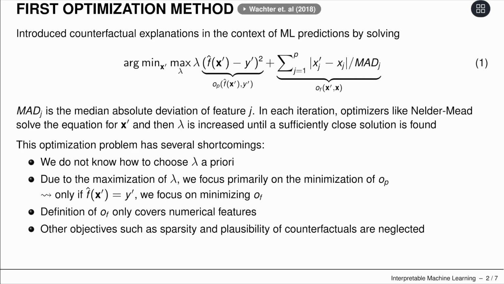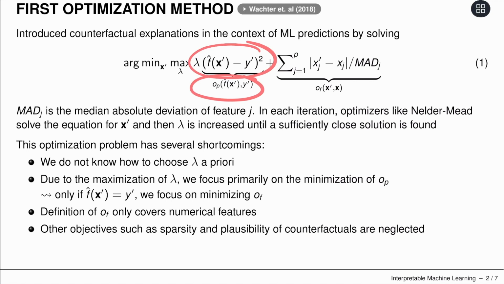So let's talk about two different methods for generating CEs. A more traditional one, I would say, is from 2018. Here the counterfactual was introduced in the context of machine learning predictions by solving the following equation. We had that already more or less before, right? We have this objective in our prediction space, simply saying we would like to achieve that desired outcome, right? So y prime was defined by the user, that is what we would like to achieve as an outcome.